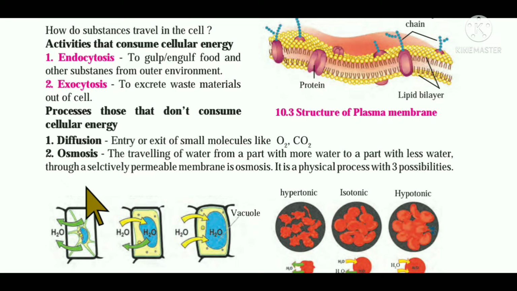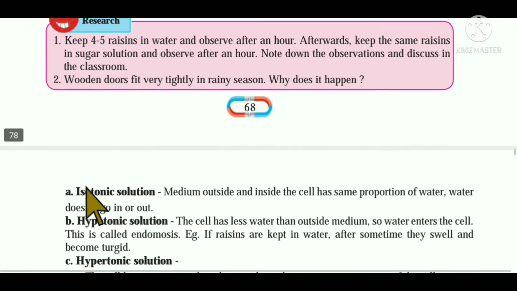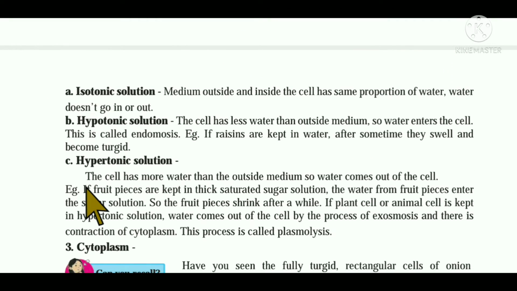Through the selectively permeable membrane is known as osmosis. It is a physical process with three possibilities: isotonic solution, hypotonic solution and hypertonic solution. When the medium outside and inside the cell has the same proportion of water, water does not go in or out. This is known as an isotonic solution.